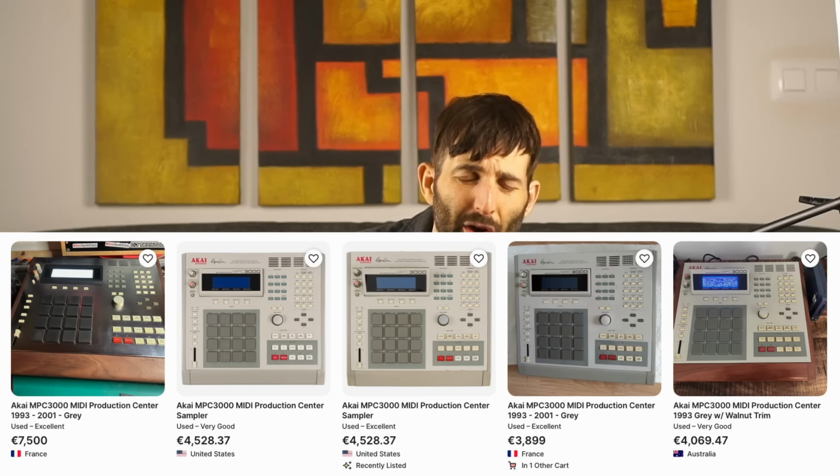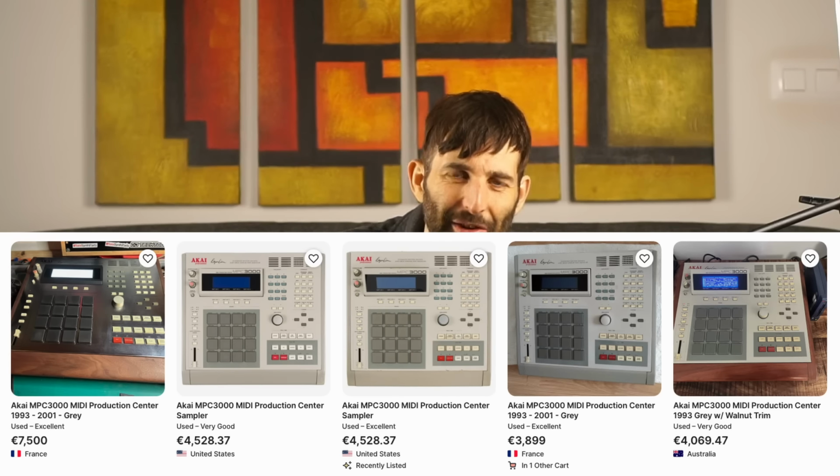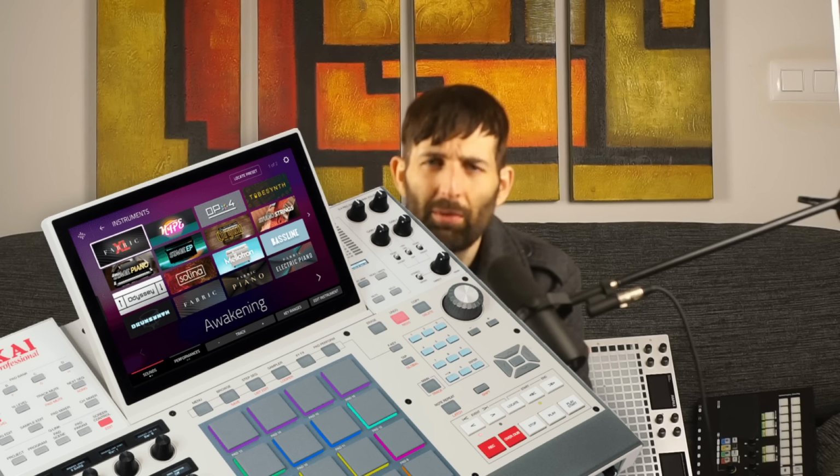And the thing is, the MPC 3000 on the second-hand market costs about $4,000. So you can buy like 3 of these for the same price. If you look at what AKAI is doing now with their MPC series, they've basically just recreated a computer. You might as well just use a computer.